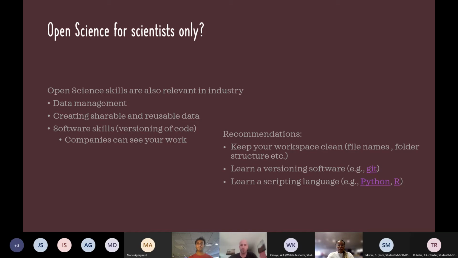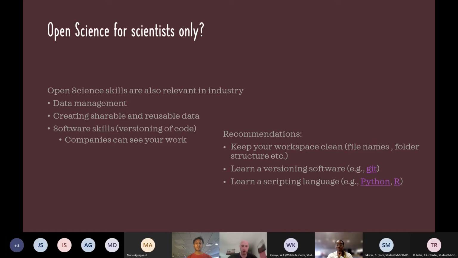If you want some recommendations, start with the following. So first of all, keep your workspace clean. I'm not speaking about your physical desk, but your computer. Take a few minutes to name files properly and create a comprehensive folder structure. I also strongly recommend learning a versioning software, for example, Git. Similarly important are scripting languages, for example, Python and R. I provided some links to some very nice and very well made tutorials. So we will share the slides later and you can check the links.